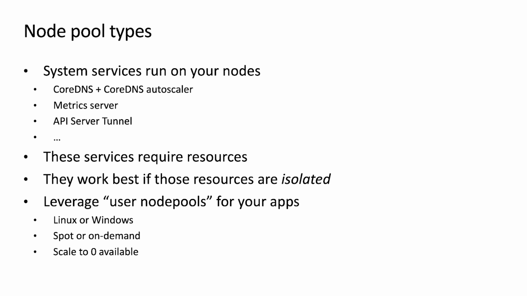Within user node pools, you can use those to run either Linux or Windows pods. They can be made up of either spot instances or on demand. We'll talk about spot here in a second. And then critically, they can actually scale down to 0 nodes. So while for the cluster to remain available, those system services that I mentioned need to continue to run, your application, if it doesn't have any work to do and can actually scale down to nothing, you can likewise scale the associated infrastructure down to 0. And so you can really manage that set of resources associated with your user node pools.